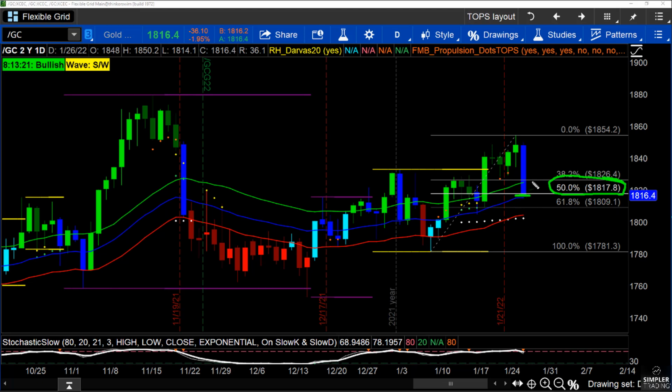Excellent. I need that pause candle tomorrow. And it's at this level that I want to be a buyer in gold. Now, this is a more aggressive way to treat chop.